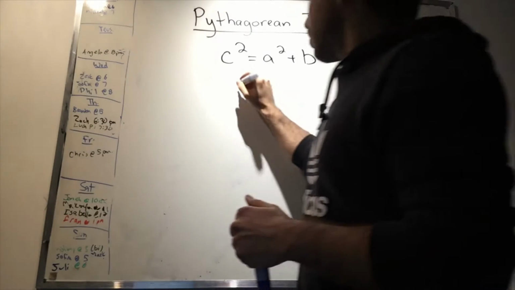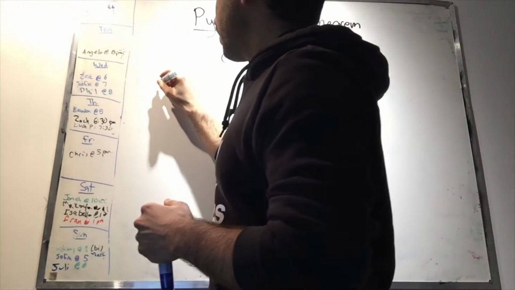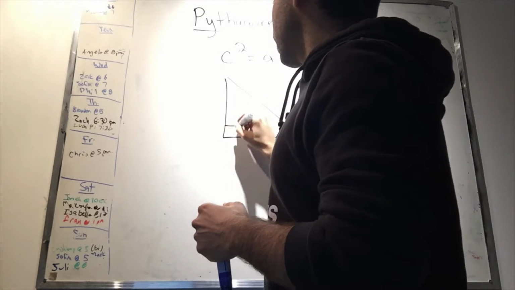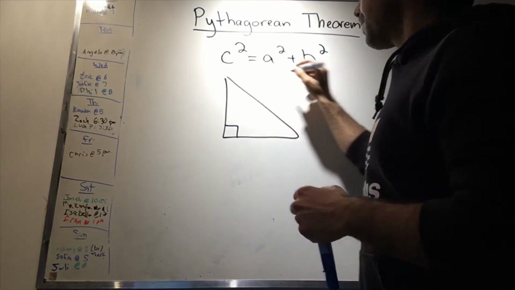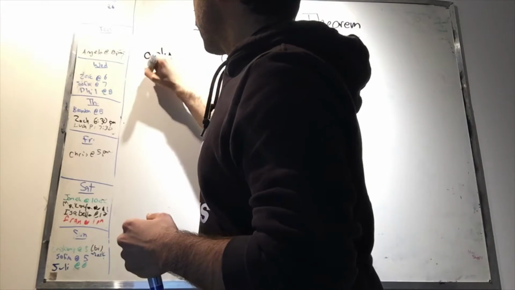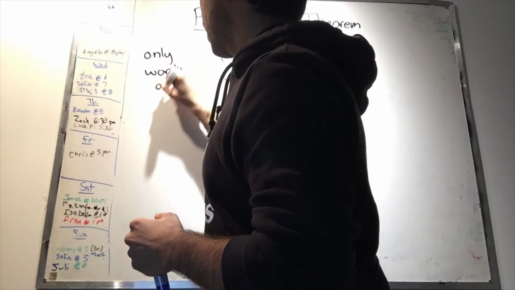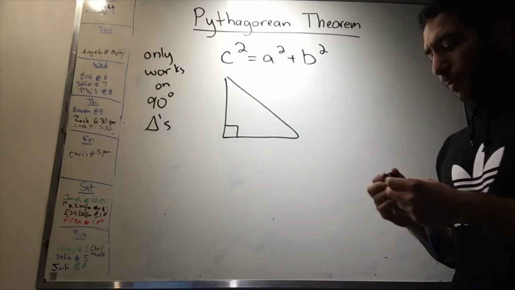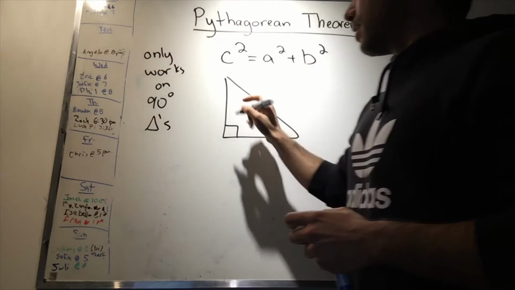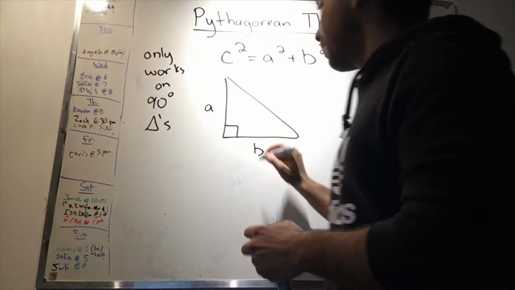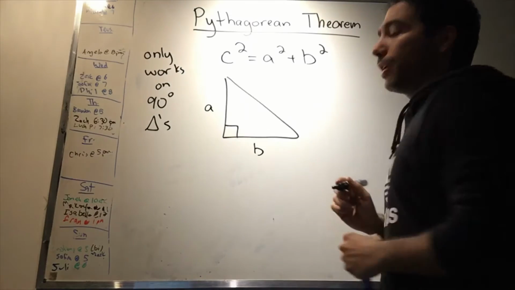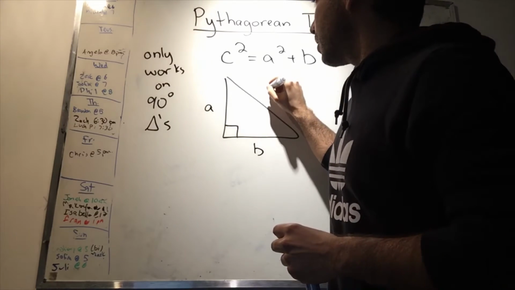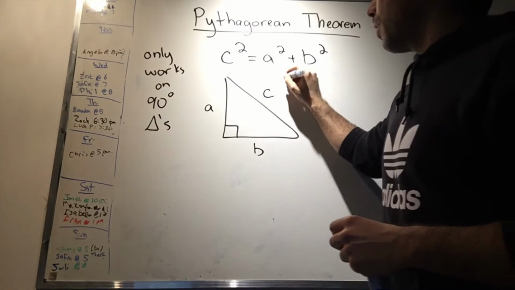Okay. So the first thing that's really important to catch about Pythagorean theorem is that it only works on 90-degree triangles. And we call A and B the legs. A and B, it doesn't matter where you place them, but they're either the left side or the bottom of the triangle. The side that's very important here is the C, which we call the hypotenuse.